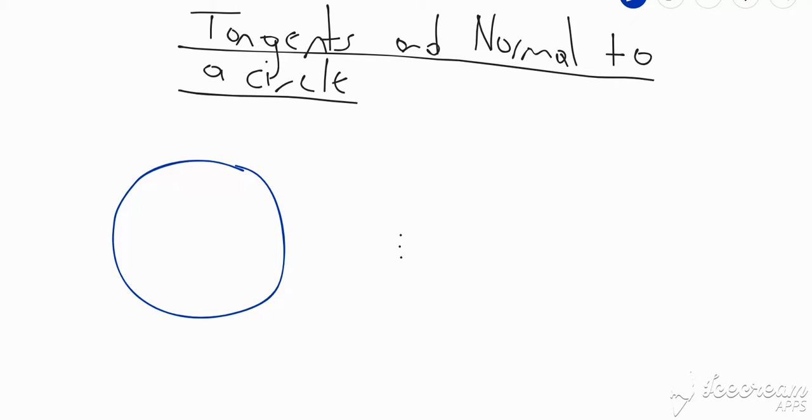Now today we'll be looking at tangents and normals to a circle. We're just going to start with a simple circle. Now the first thing I want to put inside of this circle is the center of the circle. And that center I'm going to call it AB.